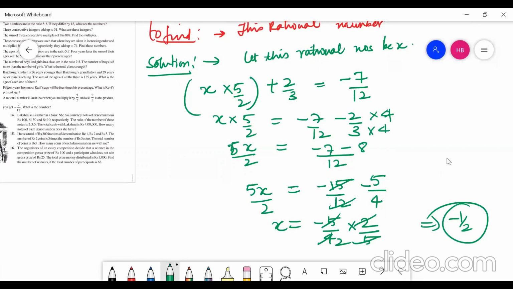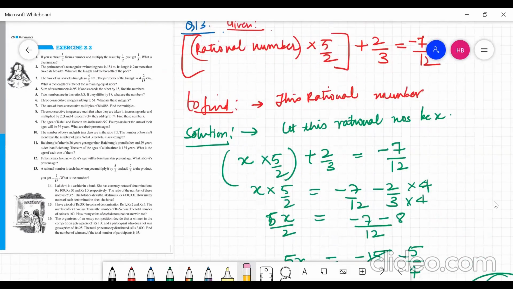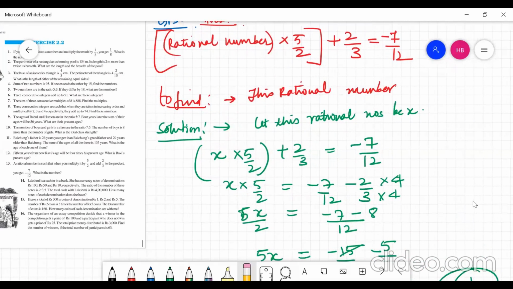So at last, what is your answer? That rational number is minus 1 by 2. Let me know if you have any doubts in this question. Let's go to question number 14 now.